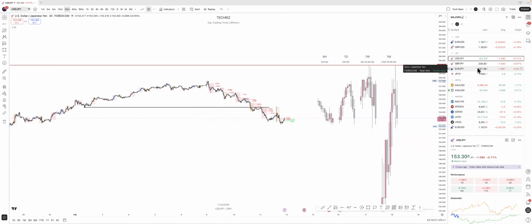Anyways, moving on. Now, we need to talk about high probability range trading, right? High probability range trading, monthly range trading.